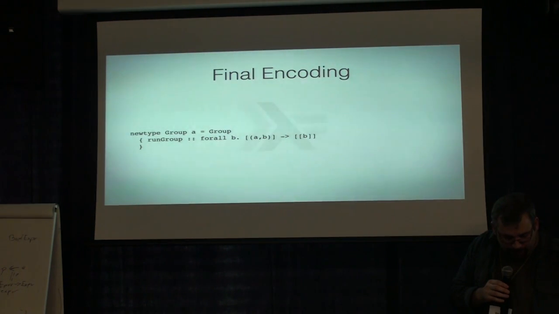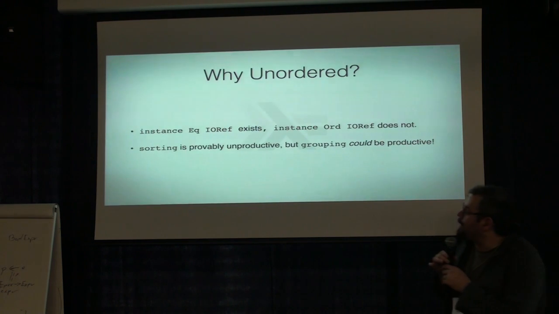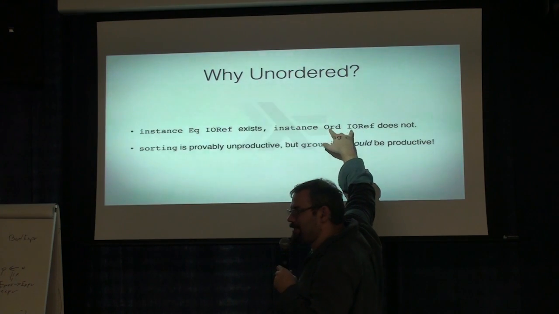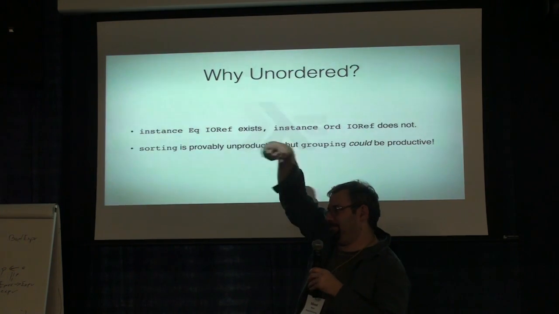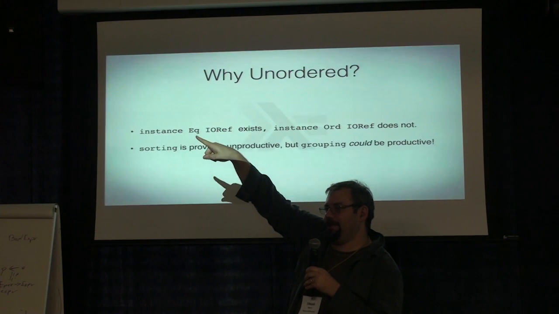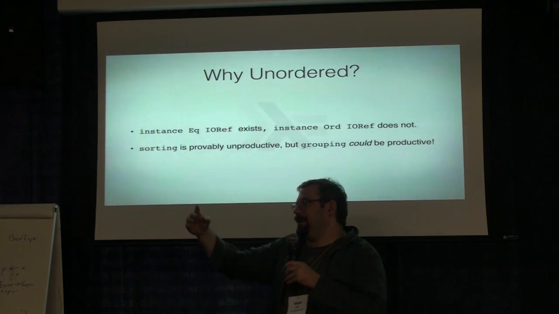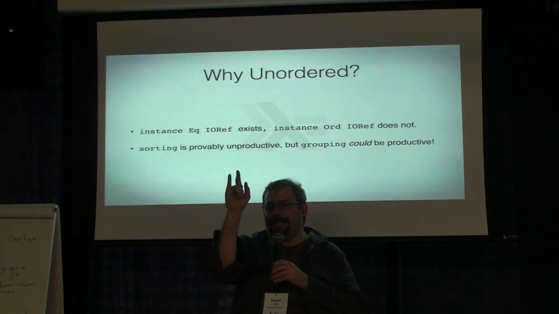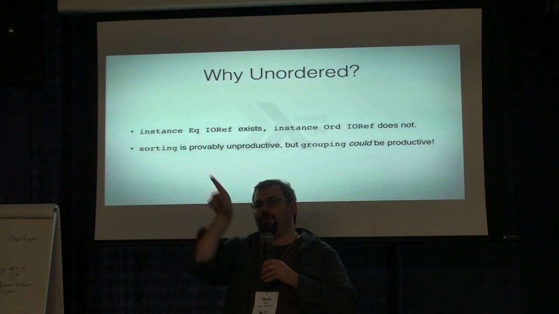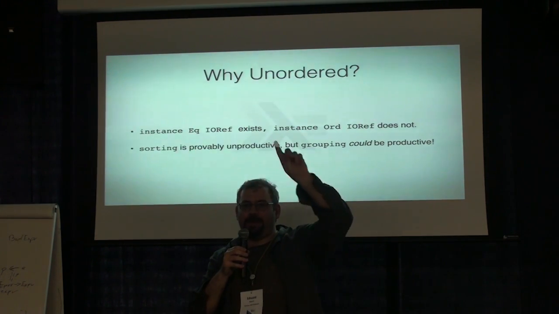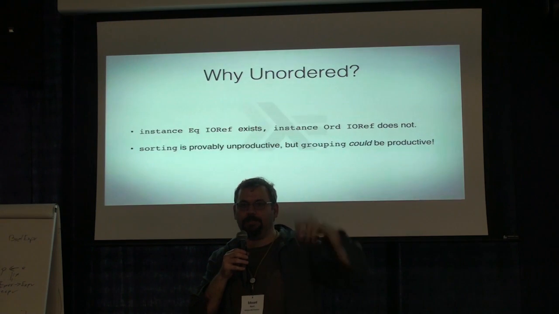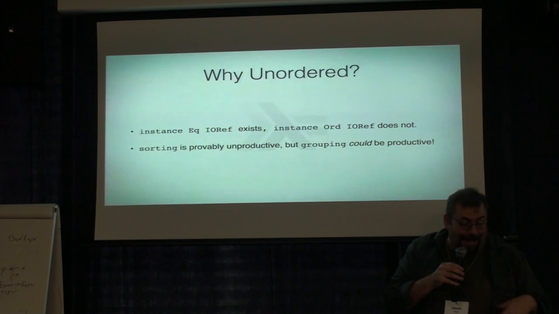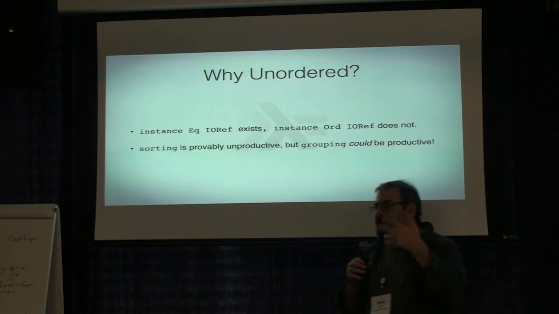So why do I care about unordered discrimination? Well, we have an Eq instance for IORef of A, but there's no Ord instance for IORef, because IO references are just a place in memory with a pointer in it that points to something else. So we can compare two IO references for equality to see if they point to the same object, meaning if I changed one of them, I would be changing the other. And I can't put an ordering on that because these things move around in memory.